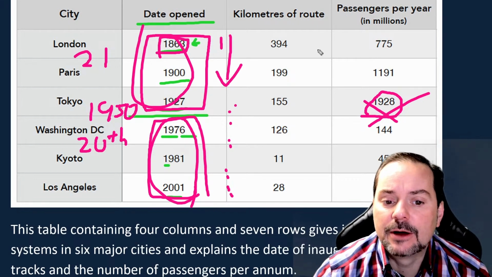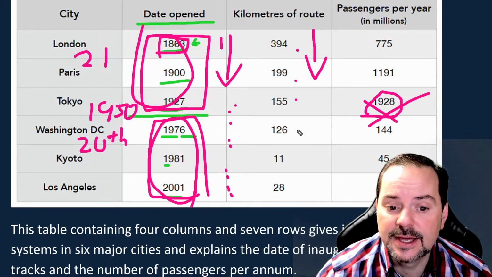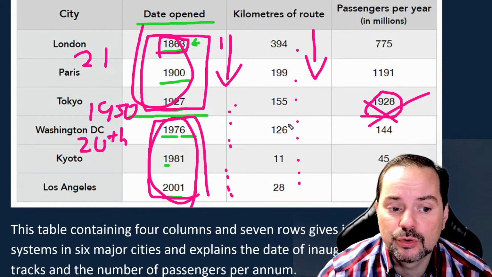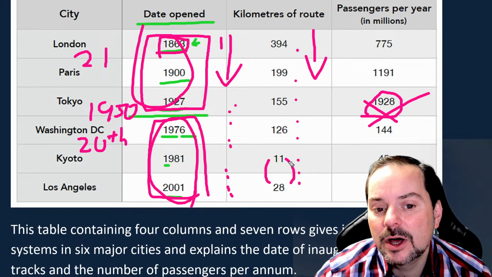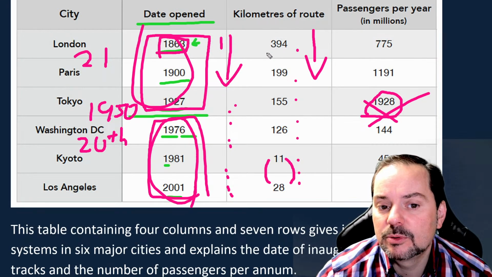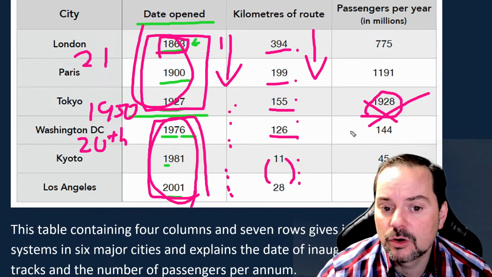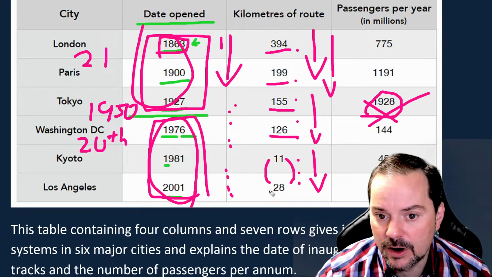Okay, now the kilometers of route, the oldest is the longest, and then as we get into more modern systems, they become shorter and shorter, right? These two are a little bit inverse, but that's not important. It's much more important to see that the oldest one has the longest route, and then so on, right? So they're in chronological order, and the distance seems to become shorter the more modern they are.